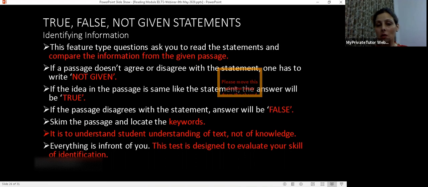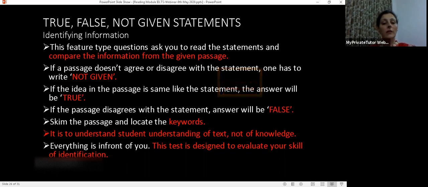This question type asks you to read the statements and compare them with the information from the given passage. The passage is going to be there. You have to read it carefully and decide whether the statement matches. If it agrees with the information, you reply yes, true. If the passage doesn't agree or disagree with the statement, you have to write not given. If the information is not there, but you are confused, you still have to write not given. If the passage disagrees with the statement, the answer will be false.